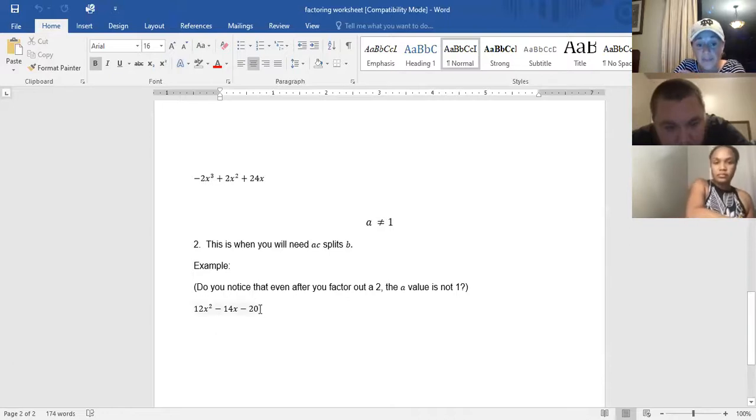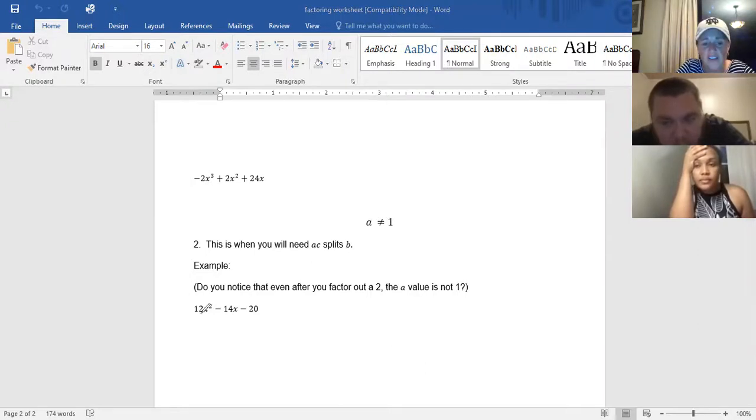Now, sometimes if you make life easy for yourself, do you see for this one, you could factor out a 2 from the get-go? If you can factor out something before you even start, because if you said 12 times -20, oh my God, that's a huge number, 240. So just factor out something that you can at the beginning. So, I can factor out a 2, and then we have 6x squared minus 7x minus 10.